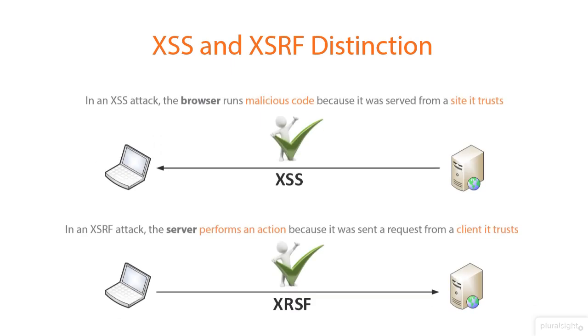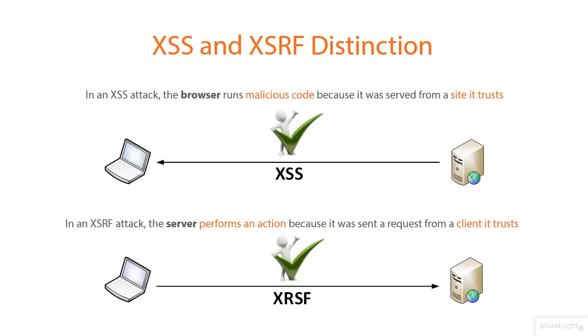So, some distinctions between cross-site scripting and XSRF, or cross-site request forgery. In an XSS attack, the browser runs malicious code because it was served from a site it trusts. So basically the browser runs code because it was served from a site that it thinks is trustworthy. In an XSRF attack, the server performs an action because it was sent a request from a client it trusts. All right, so you see the distinction.